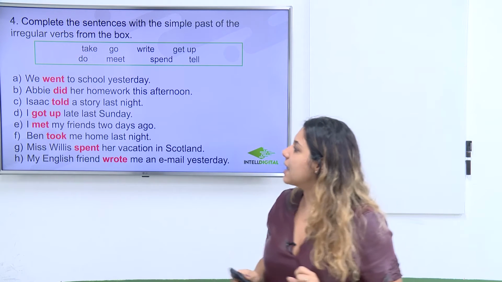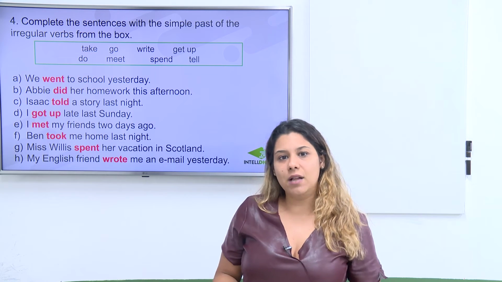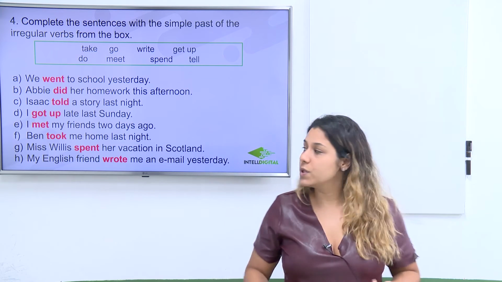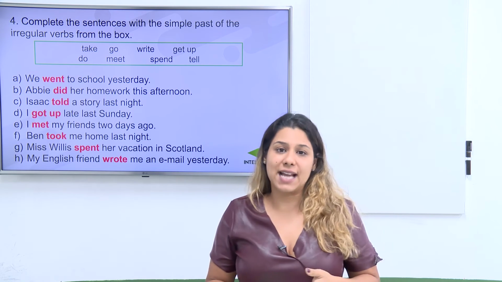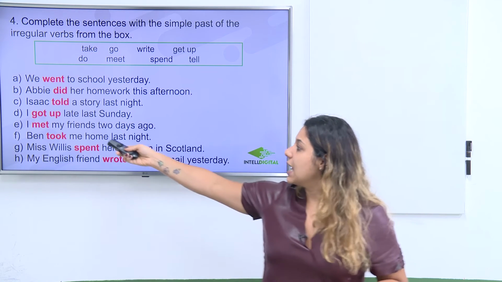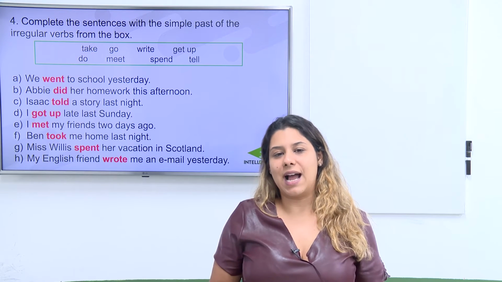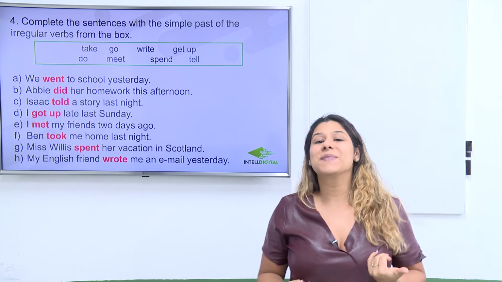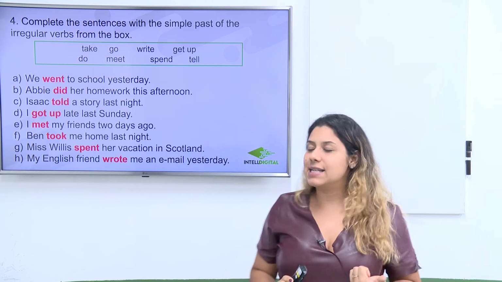Letter C. Isaac told a story last night. So, the verb tell in the simple past, told. D. I got up late last Sunday. So, get, got. E, I met, so meet is a verb. In the simple past form, met. F, Ben took me home last night.